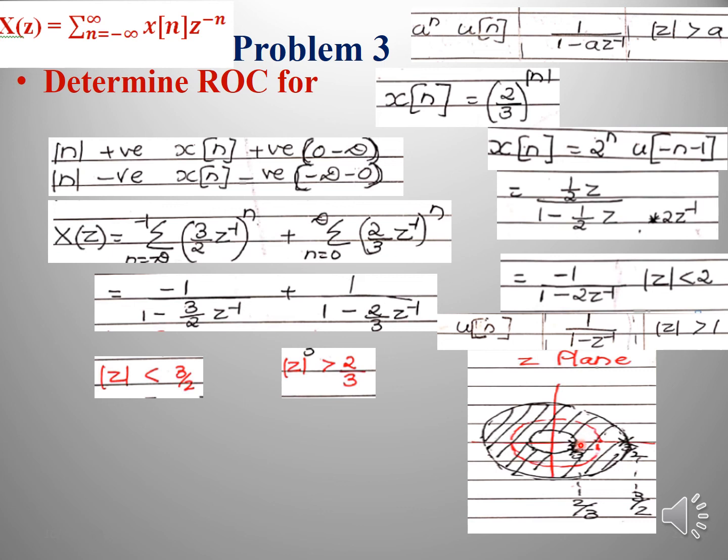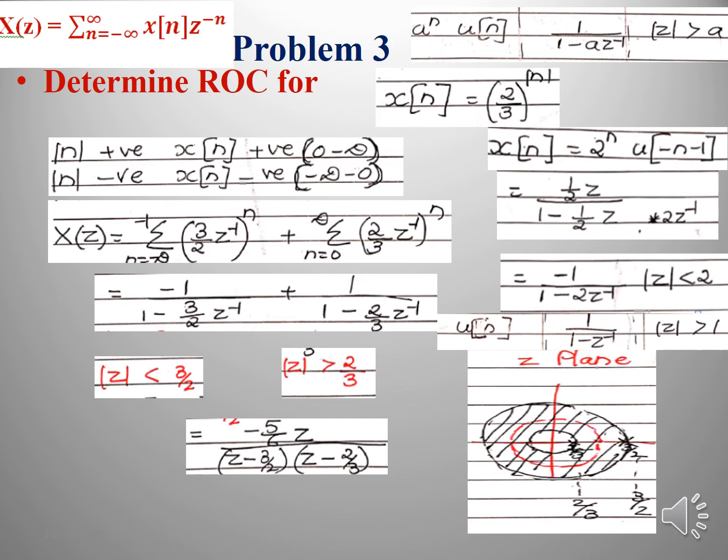It lies between 2 by 3, which is the region beyond 2 by 3, and 3 by 2, the circle inside. So the common area is considered as the region of convergence. The area inside the 2 by 3 circle is removed, as it does not belong to the region. Therefore, the region of convergence lies between 2 by 3 and 3 by 2.